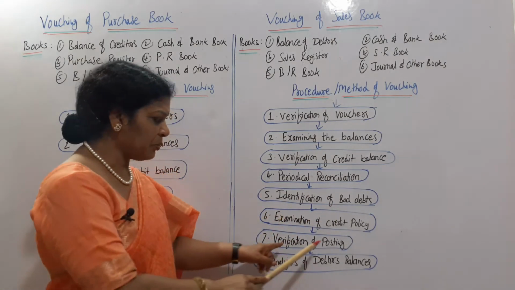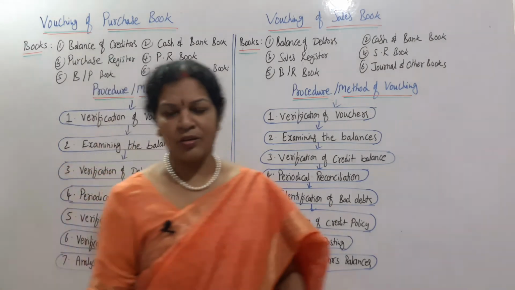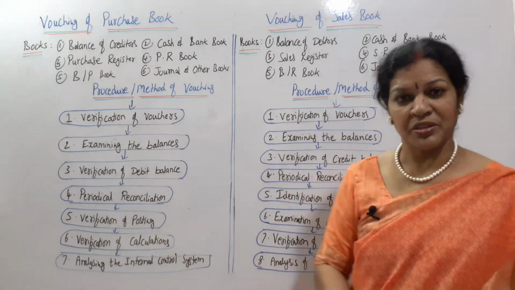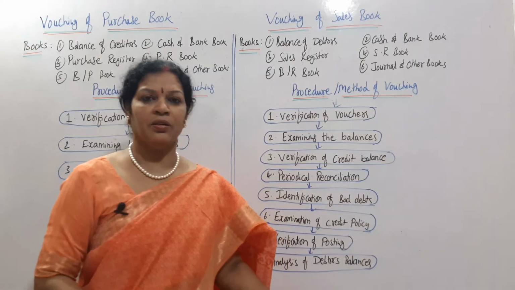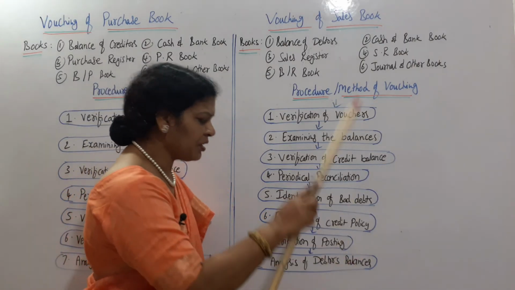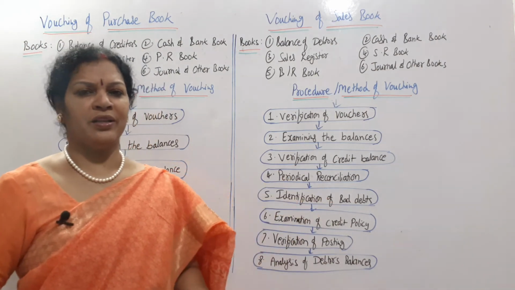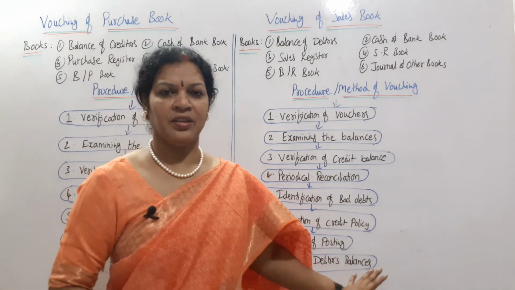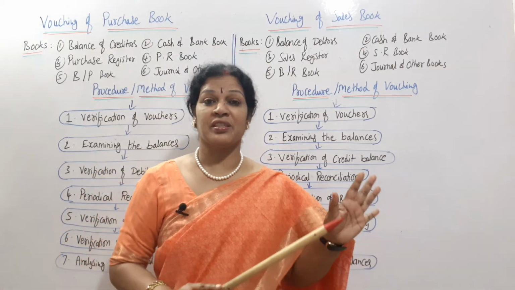Then after that it comes to verification of posting. There also we have verification of posting. Na? Here verification of posting. Here also posting, total verification we will do. Then lastly it comes to analysis of debtors balances, total balances of debtors. So that we are going to analyze. That's all. These are the simple steps.